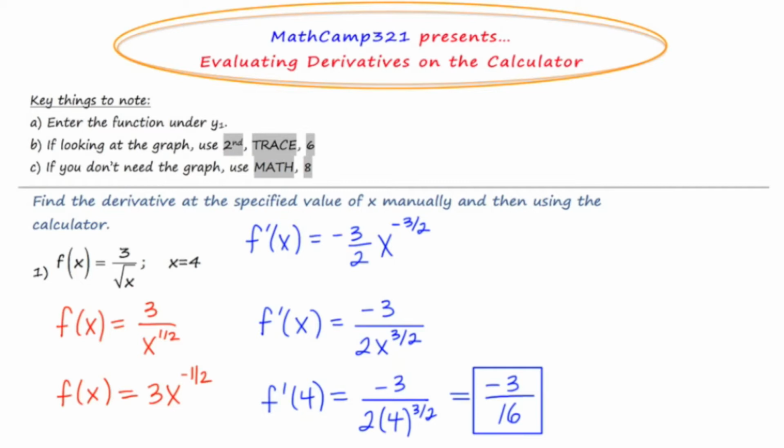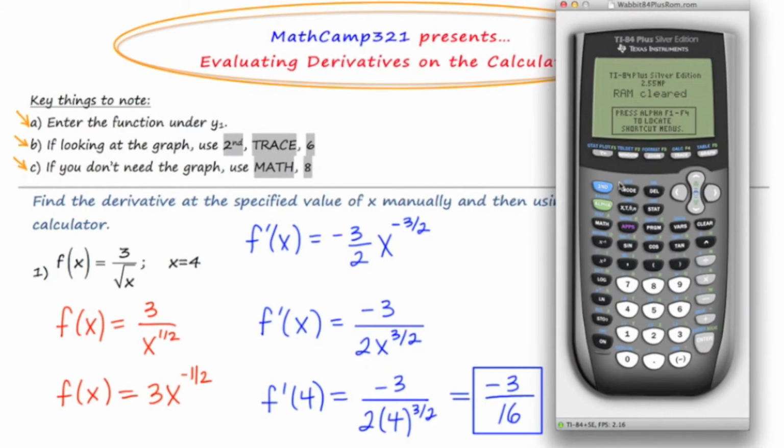But before we start, let's go over a few things at the top of the page. The first of which is that you're going to need to enter your function under y1. I think that's pretty obvious. And then if you really want to interact with the graph, you're going to use second trace option 6. If you don't really care about the graph, if that's really not an important aspect of the question, then you're going to enter the function in and you're going to use math 8. Now I plan to show you both, and then you can decide for which circumstance you're going to use which method.